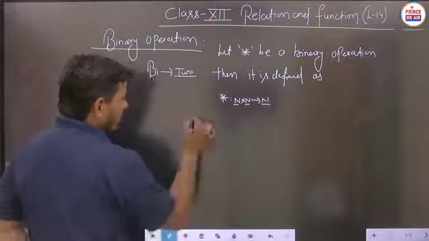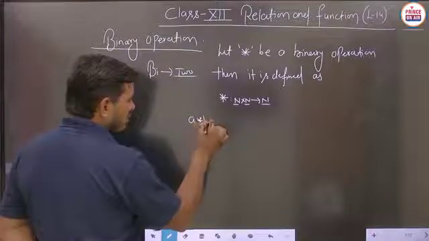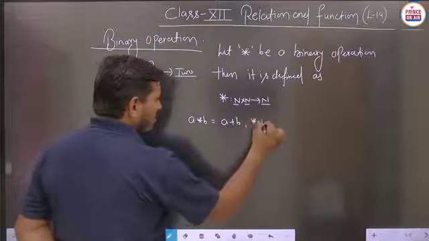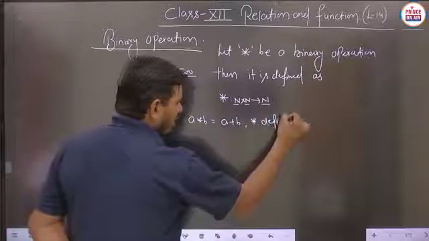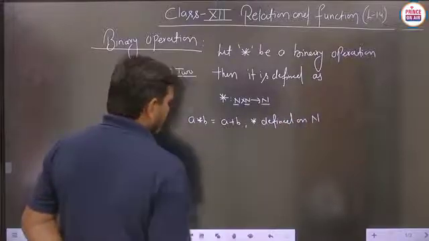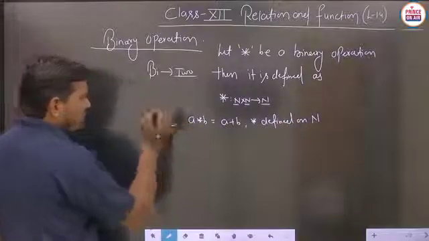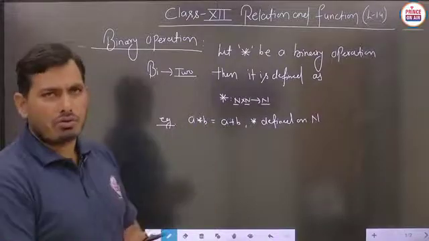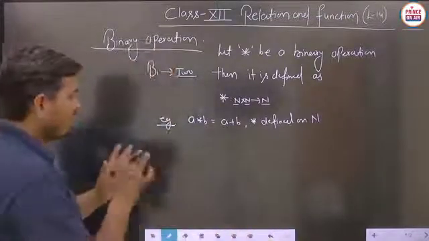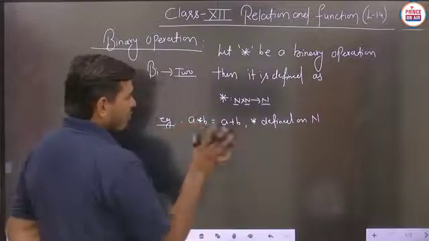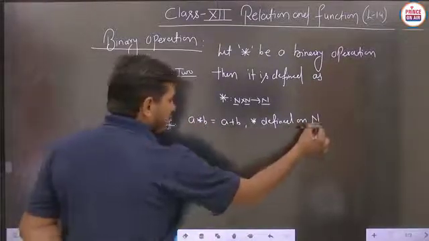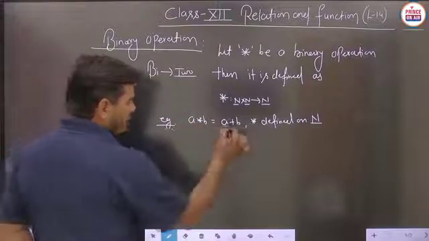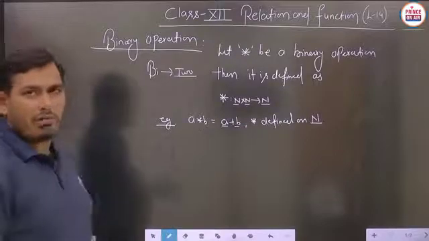Suppose we apply the star operation like this: a star b equals a plus b, with star defined on the set of natural numbers. Can we say whether this star is a binary operation or not? Students, this star is a binary operation whenever we take two operands from the natural numbers. If we take any two natural numbers, then definitely their addition will also be a natural number, as you know very well.